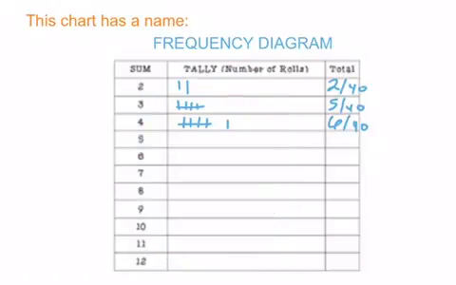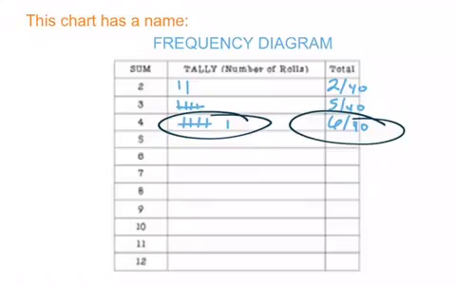So the next thing I want you to do is figure out the total number of times you've rolled each. So in my example, I said I rolled a 2 twice over a total of 40 rolls, because that's how many we were asked to do in the experiment. So I represented it as a fraction of 2 over 40. I rolled a 3 5 times. So I represented that as a total of 5 over 40. And then I said I rolled a 4 6 times, so I represented that as a fraction of 6 over 40.